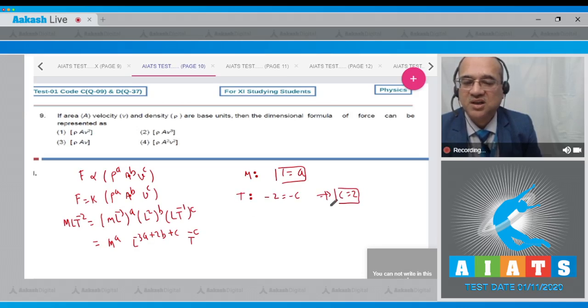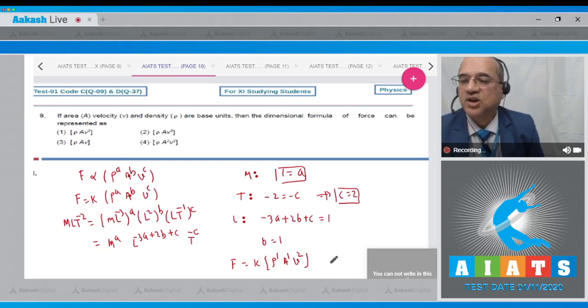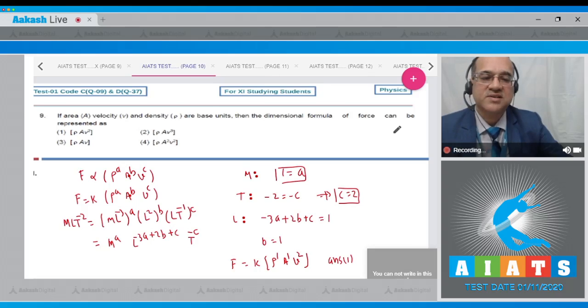And the last one you take for the L, what is that? Minus 3A plus 2B plus C on the left hand side should be equal to 1. Now fill the values of A and C, we find B is equal to 1. So we have the values of A, B and C, therefore F becomes equal to K, rho power 1, A power 1, and V power 2. So the correct option is answer number 1, rho A V square.